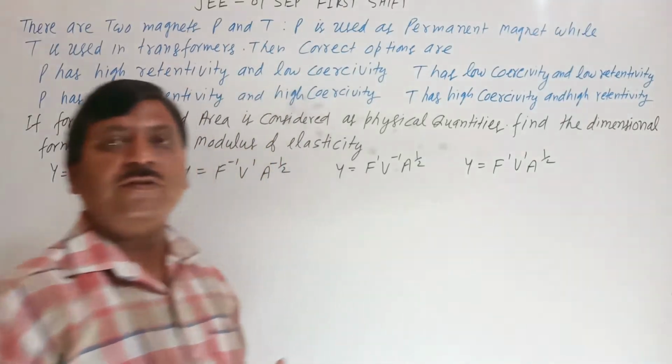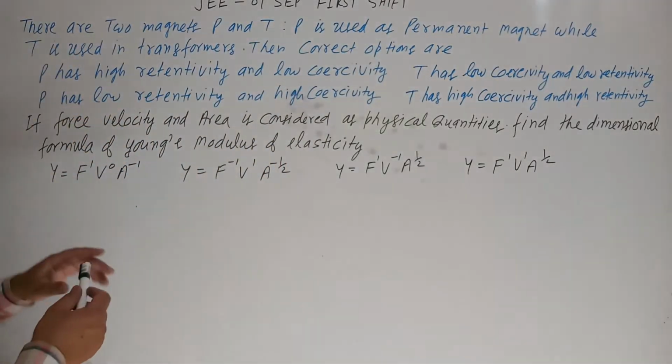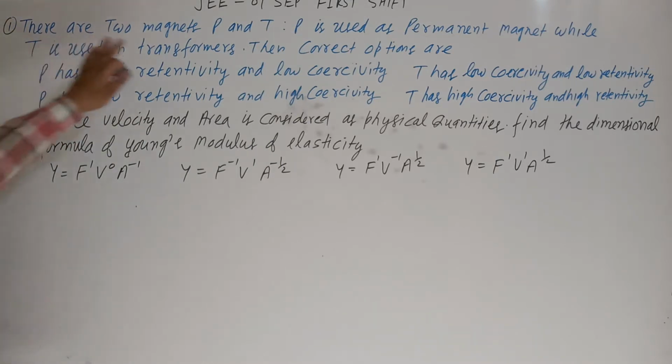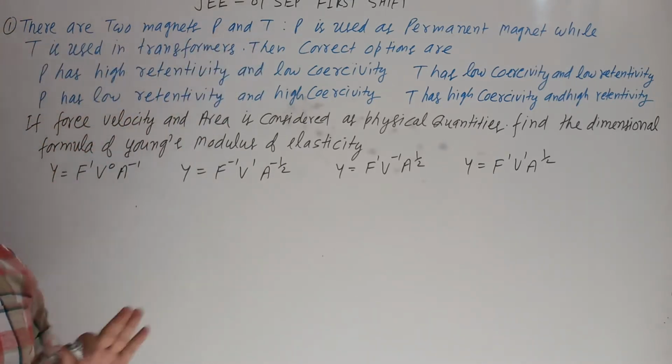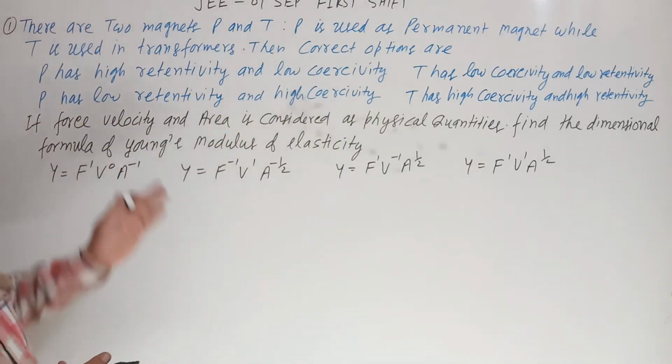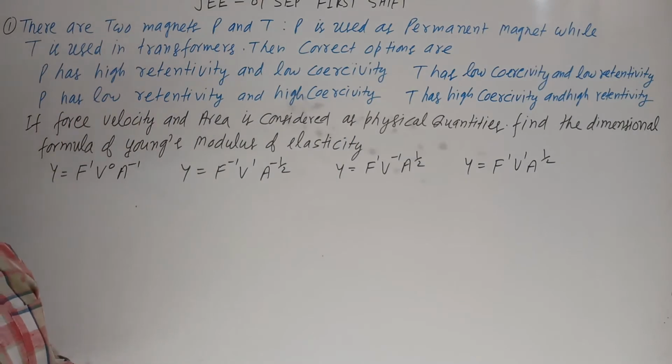See, one question is there. First question, what they are saying: there are two magnets P and T. P is used as a permanent magnet and T is used as a transformer. So what are the correct options?